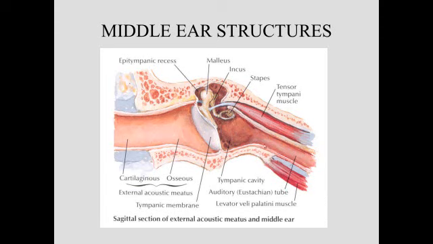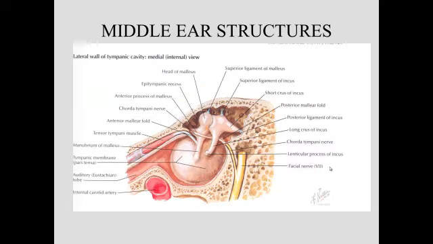Notice also this tube right here. This is the so-called Eustachian tube, which connects this middle ear space to the back of your throat in what's known as the nasopharyngeal region. And we'll take a look at some different images of that in just a couple of minutes.